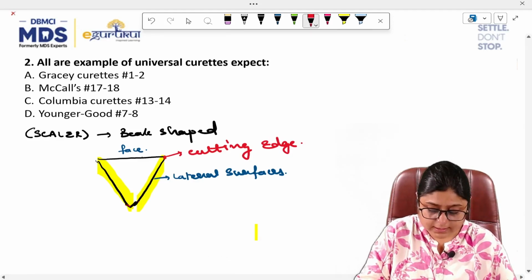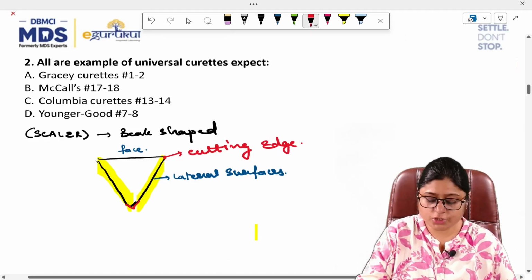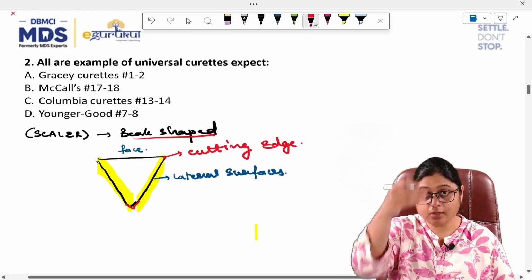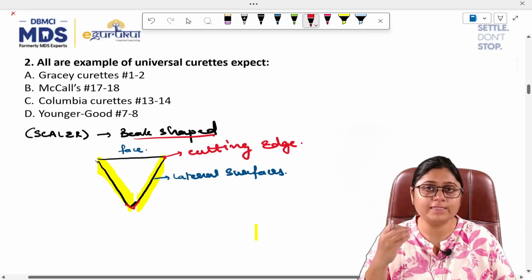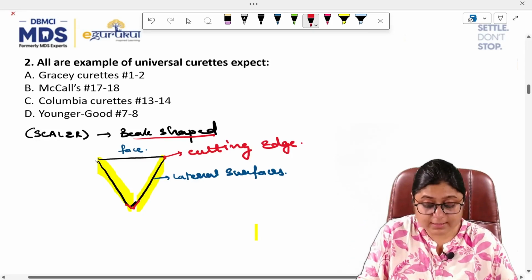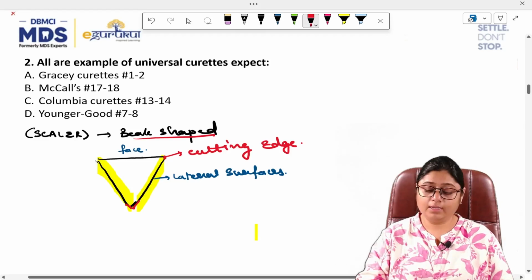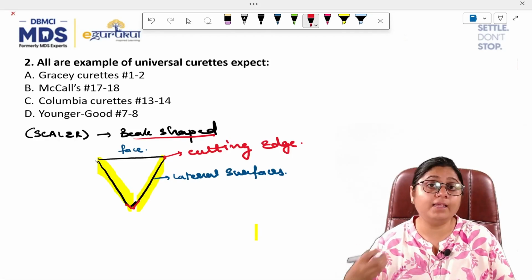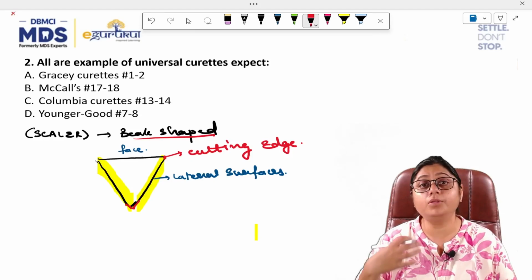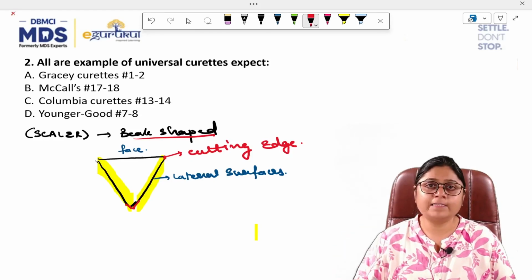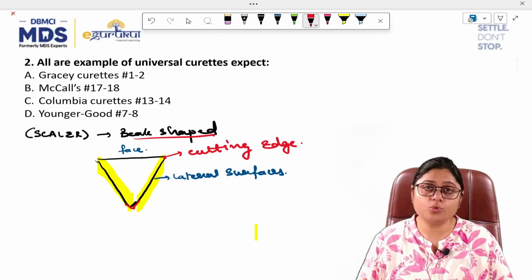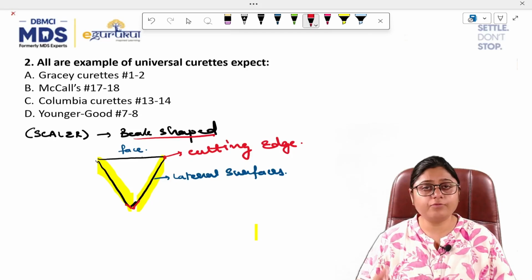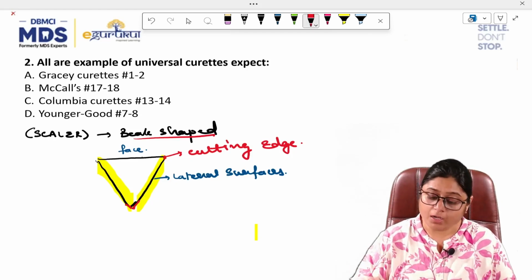Now here, this pointed, beak shaped thing that you see in the cross section of the tip of the scaler, this is a sharp instrument, right? So, it can cause injury to the underlying tissues. Therefore, it cannot be used for subgingival scaling. Also, the scalers are bulkier instruments. Therefore, they cannot penetrate that much deep.